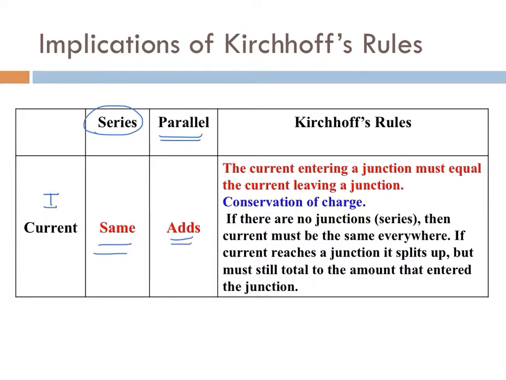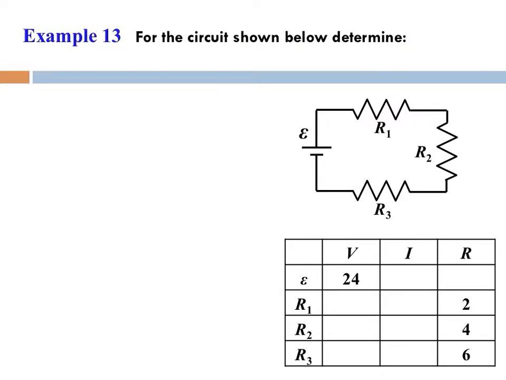Again, we said that if we have, let's say, 8 amps that go into a junction, and let's say 5 amps go this way, 3 amps must go the other way, and then when they reach that other junction, they should add up to the same amount that we had before we reached the junction. So let's try this first example.